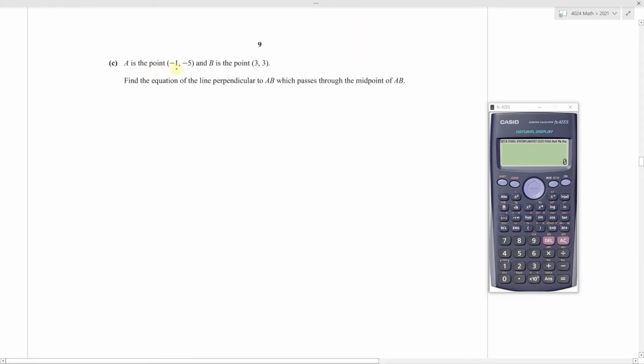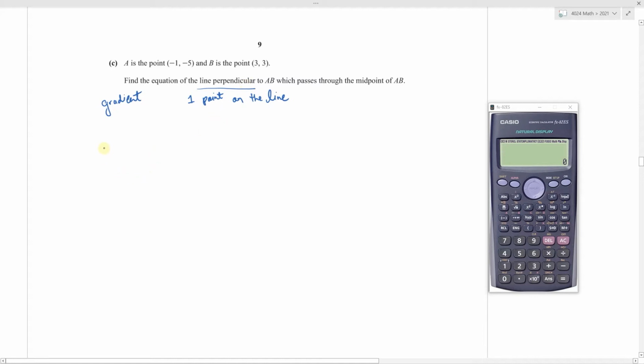Part C: A is this point, minus 1, minus 5, B is this. Find the equation of the line perpendicular to AB, which passes through the midpoint of AB. So to find the equation of the perpendicular line, I need the gradient and one point on the line, the x and y coordinates of that point. I can find the gradient because I can find the gradient of AB, and we know that the line is perpendicular, so the product of their gradients should be minus 1.